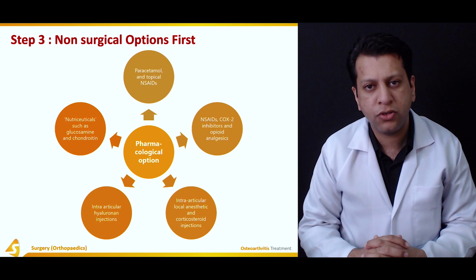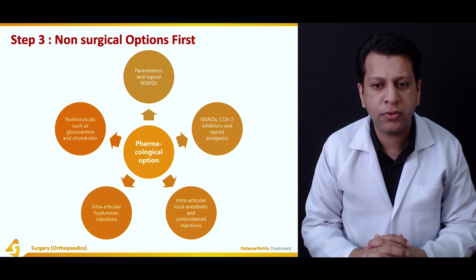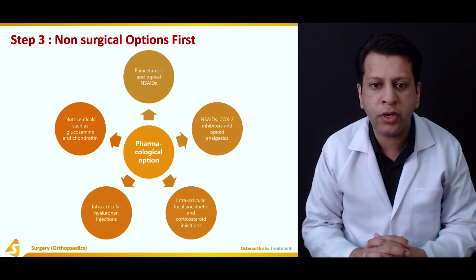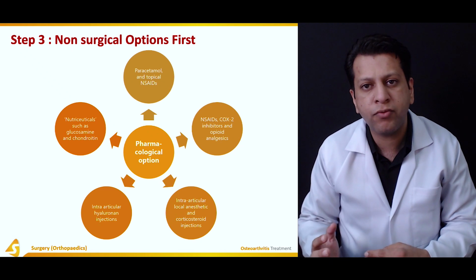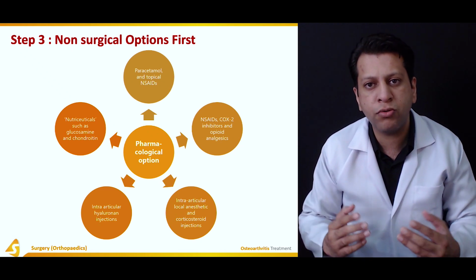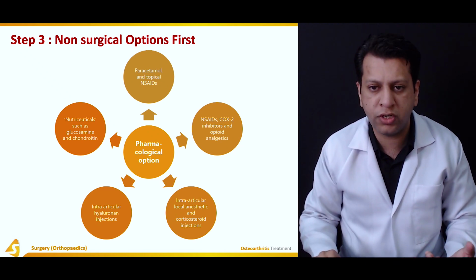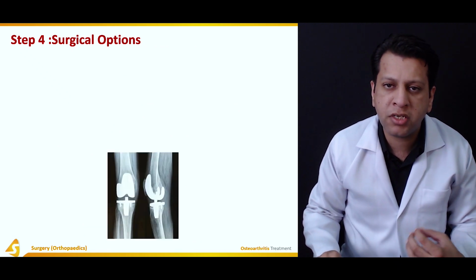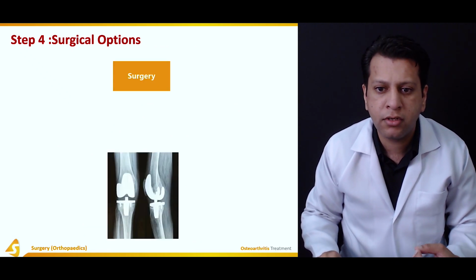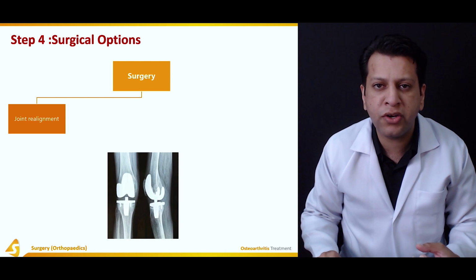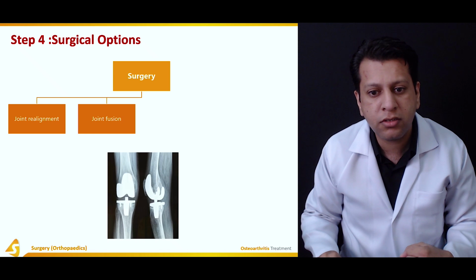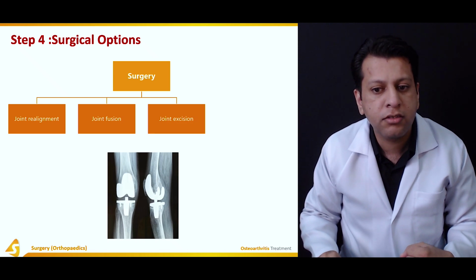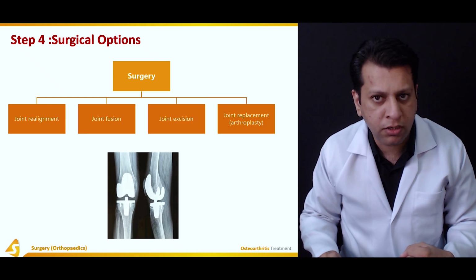After exhausting all these non-surgical options, such as NSAIDs, opioids, analgesics, intra-articular steroid injections, and nutraceuticals, we have to move towards the surgical option, and the most common is joint replacement. But joint replacement is not the only option. Surgical options could mean joint realignment, joint fusion as in arthrodesis, joint excision, or joint replacement arthroplasty.